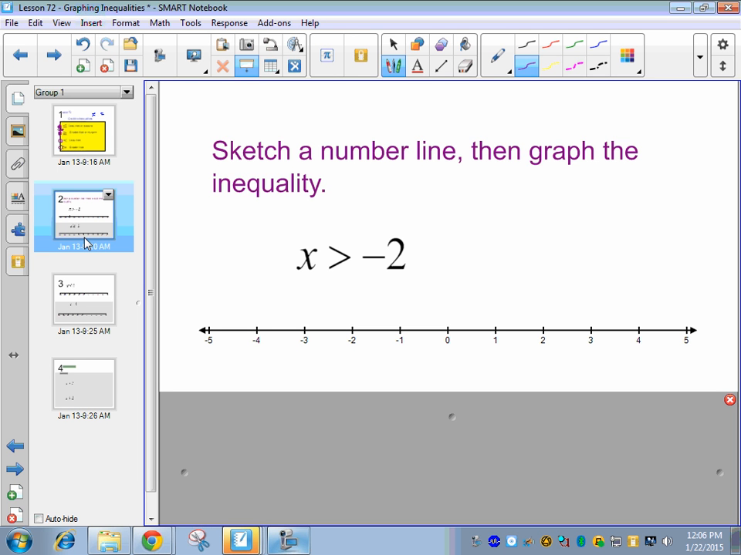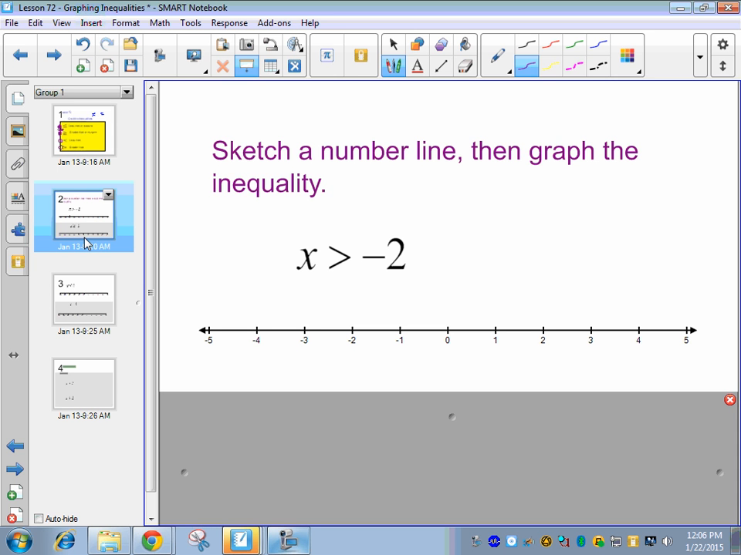We read from left to right, right? I mean, I do. I don't know about you guys. But x is greater than negative 2. This right here, does this make an L? No. My L's go this way. So less than, L for less than. So x is less than negative 2.